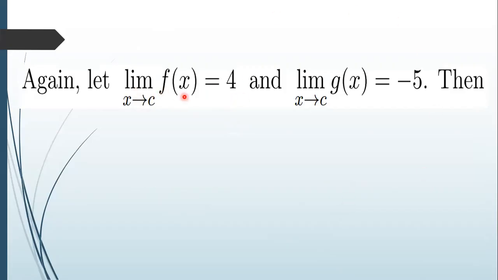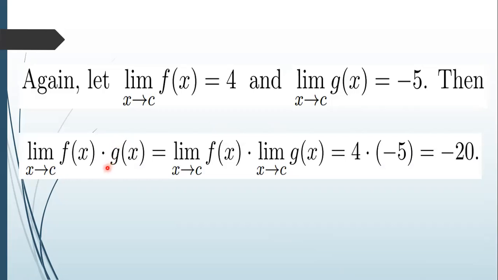Again, let the limit of f of x as x approaches c be equal to 4, and the limit of g of x as x approaches c be equal to negative 5. Then applying the multiplication theorem, you are going to see it like this. Just the same, the limit is distributed to each function, and it will look like this. And then substitute the given, we have 4 for f of x times negative 5 for g of x, which is equal to negative 20.